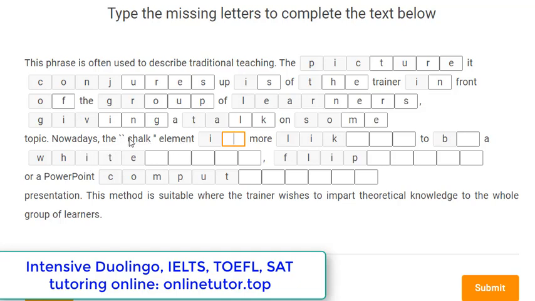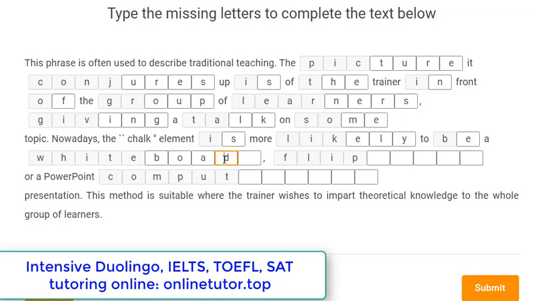Nowadays, the chalk element, you see, they start talking about chalk. It means that soon we will discuss probably some inscriptions on the board and maybe the types of boards. I see already that we have flip chart here, whiteboard. So chalk, board, this segment of teaching. Nowadays, the chalk element, again, is more, you see, to be 100%, because after to we can only have a verb, to be a. More likely, element is more likely to be a whiteboard.